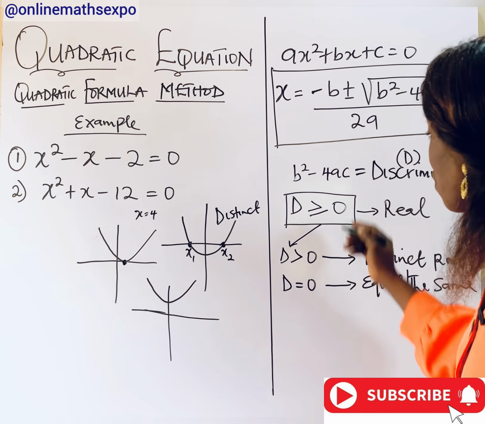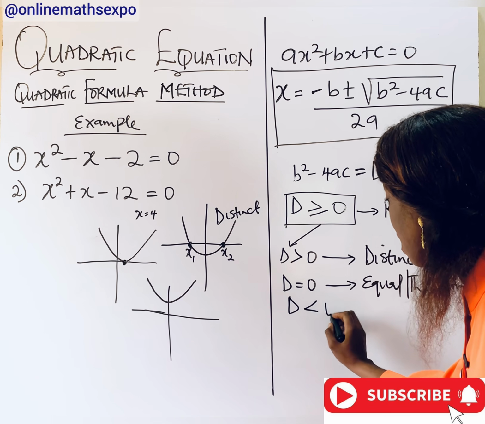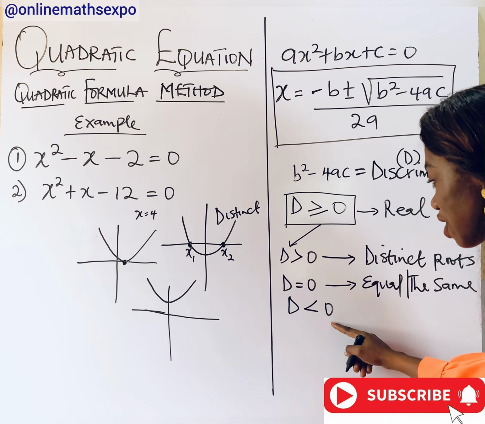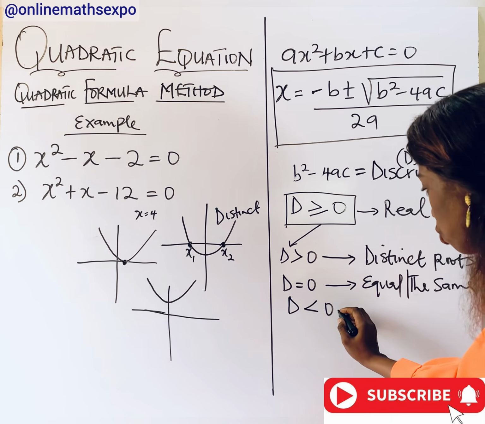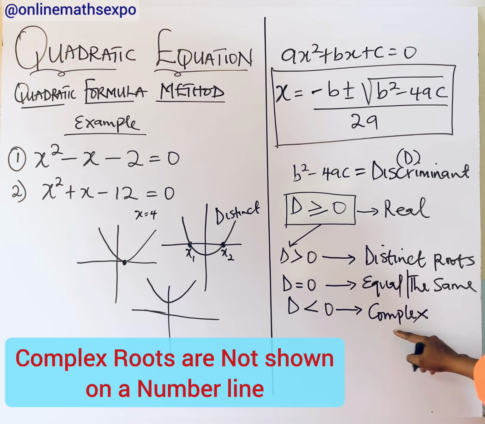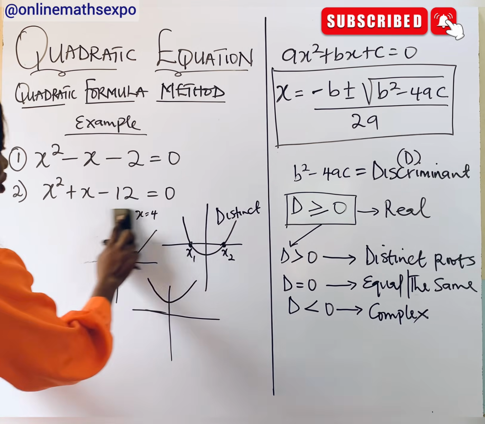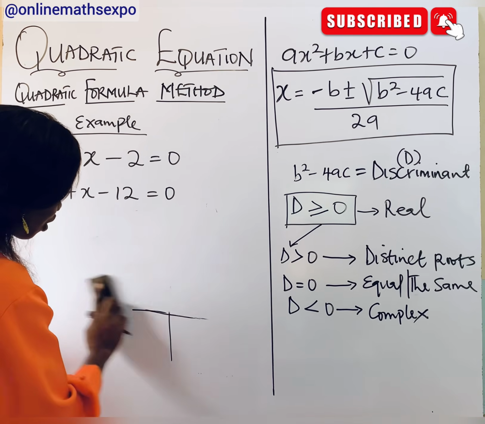Now, there are also times when you will solve this and the discriminant will be less than 0. If it's less than 0, it means it's negative. So we say such roots are complex. I hope this is clear. So now that you've understood what we meant by discriminant, which is very important, we can now solve this question we have on the board.